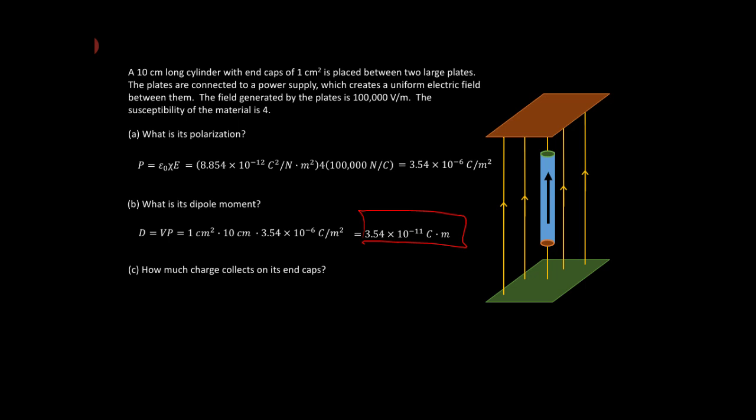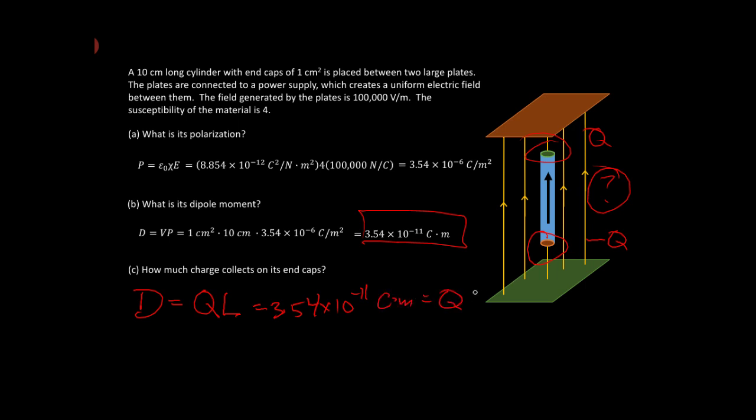I'm doing okay. All right, so how much charge collects on the end caps? Well, how did we get that? Well, remember, the dipole moment was just the charge on one of these end caps. So this end cap has a charge Q, this one has a charge minus Q, but it has a magnitude Q, times this distance that separates them from here to here. We want the Q, I think, right? So we have 3.54 times 10 to the minus 11 equals this Q times whatever that length is, which is 0.1 meters. It's 10 centimeters.